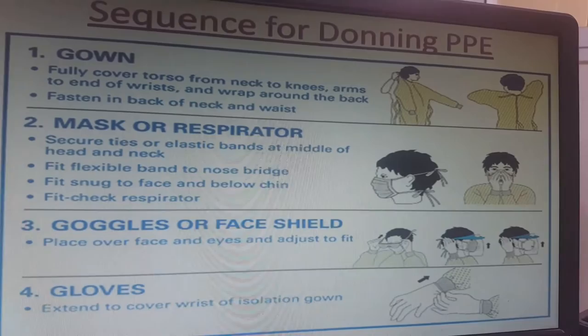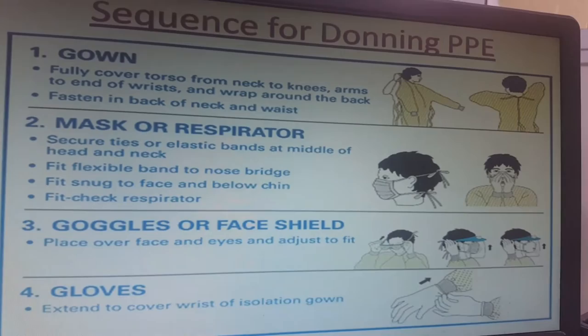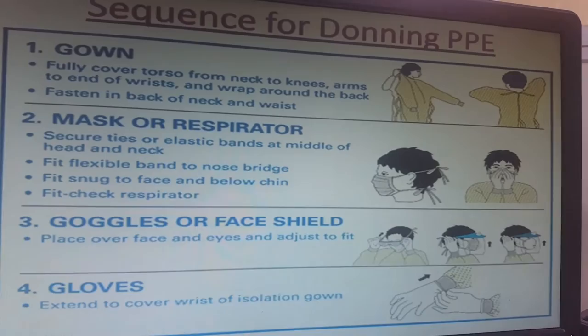So don't forget, number one is gowning. Then you will go up to the mask. Then you will go up to the goggles. Then the last one will be the gloves. This is how to wear the personal protective equipment.